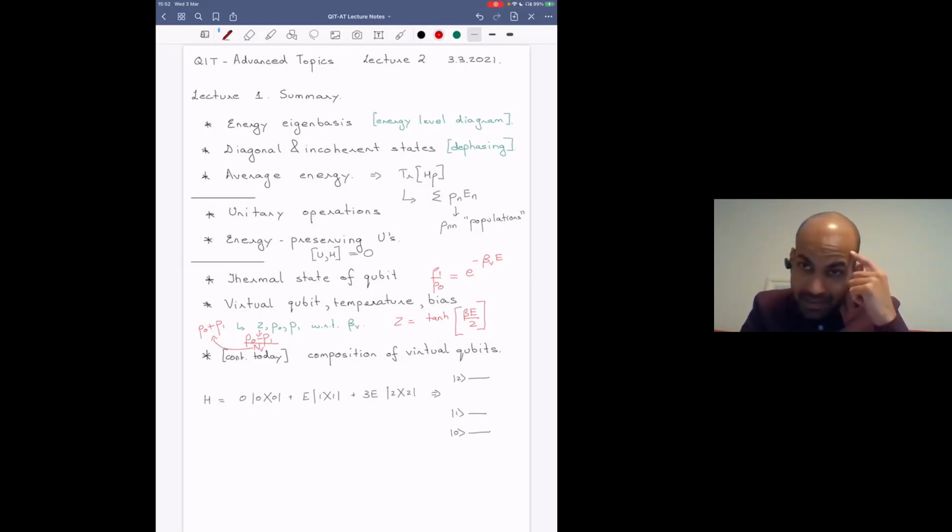Okay, and then we ended with, I started towards the end of the lecture by discussing the concept of composing two virtual qubits together. Right, so that was where we got to last time.